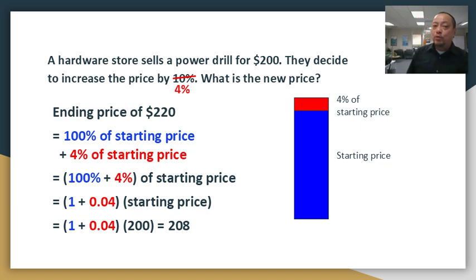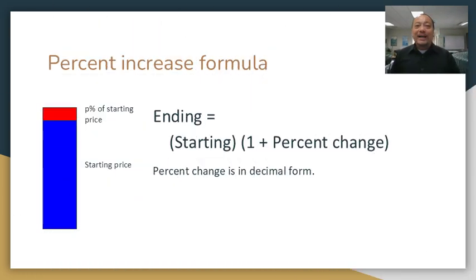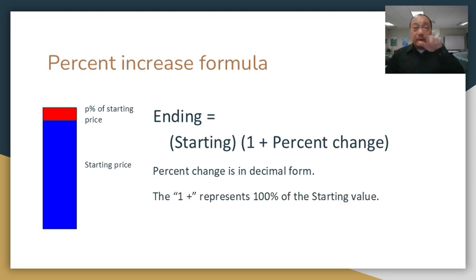Therefore, we have this formula. Ending value equals starting times parentheses 1 plus percent increase. Don't forget that when we calculate, we always put percent increase in decimal form. The 1 plus in this formula represents the 100% of the starting value. That's our formula. Now let's do another example.